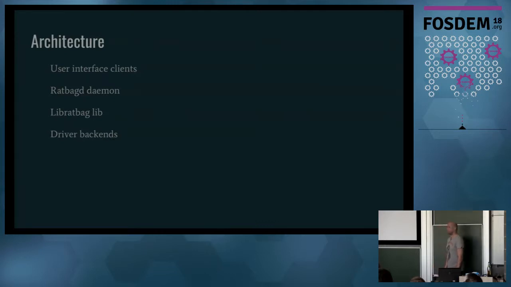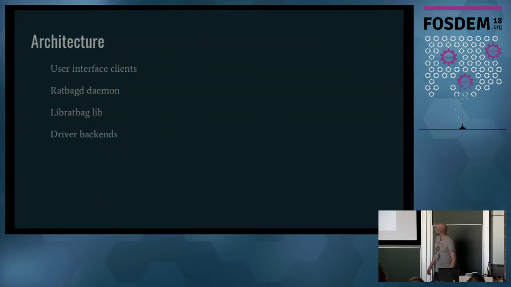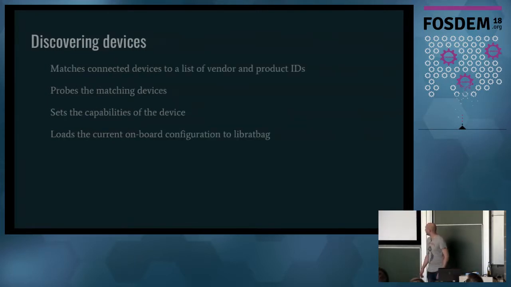So the basic architecture used in libratbag is that you have user interfaces that the user will use. It could be Piper, which is this one. The user interface talks to the ratbagd daemon, which is running. You communicate with it over D-Bus. It uses libratbag for the overall functionality. And then for each mouse or brand of mice, you have different driver backends. And these are the ones we will be implementing, or we need to implement.